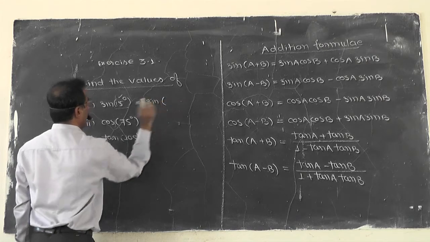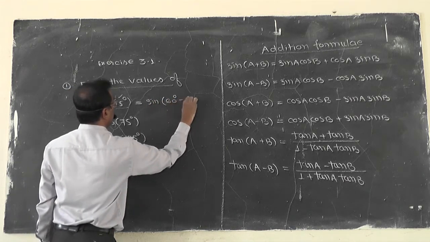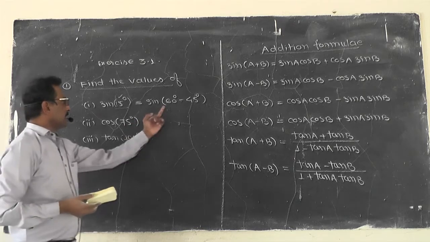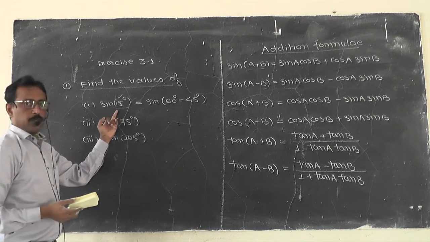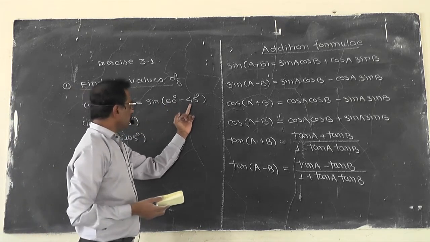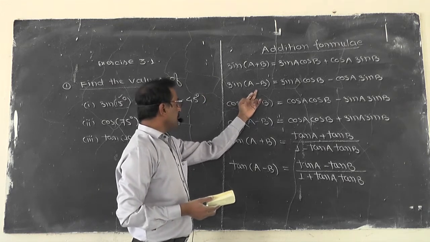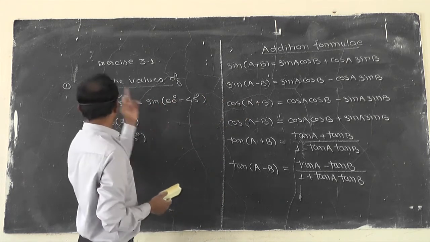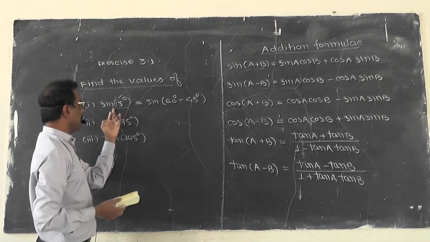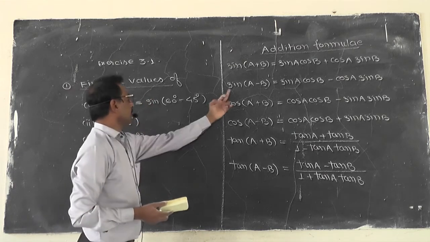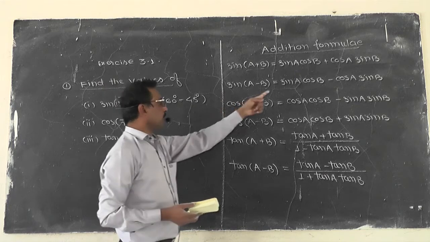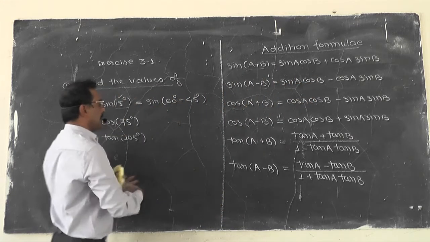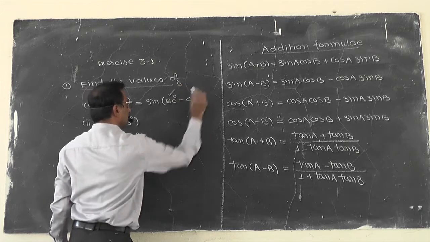Sin of 60 degree minus 45 degree. I think 60 degree minus 45 degree means 15 degree, and this is in the fashion of a minus b, having the format sin of a minus b. So for finding the value of sin of 15 degree, we have to use the formula of sin of a minus b. Which formula? Sin a cos b minus cos a sin b, and I think these two angles are standard.